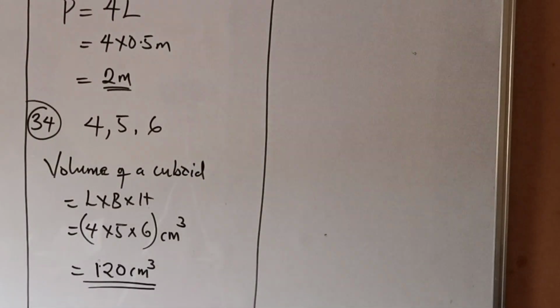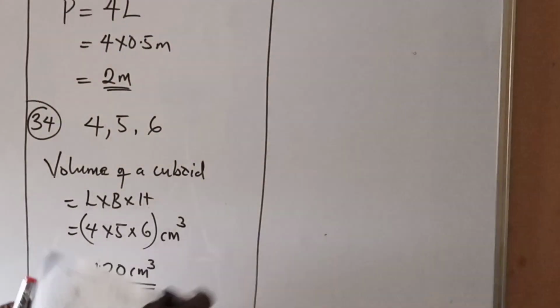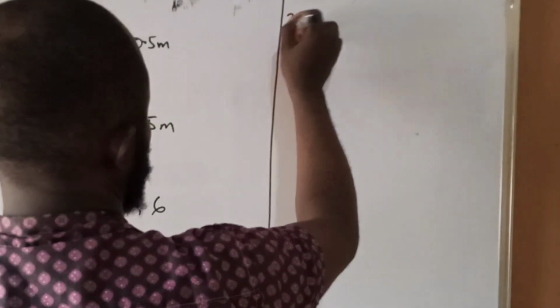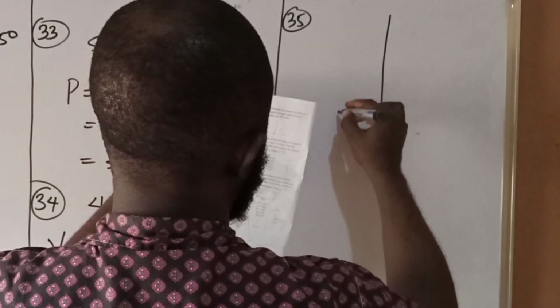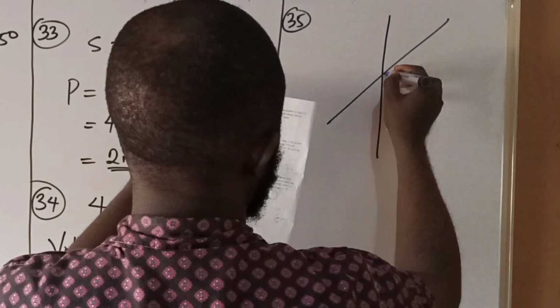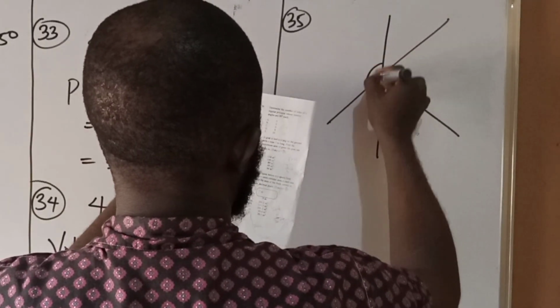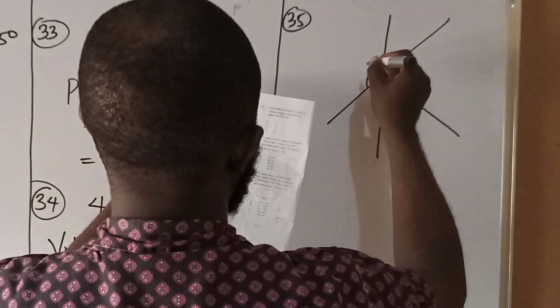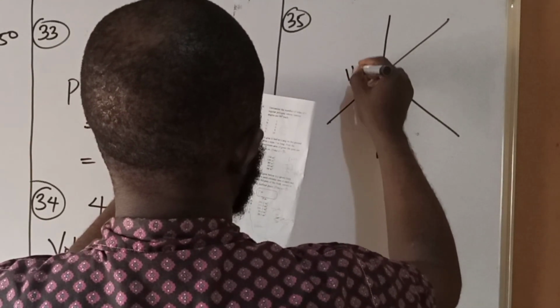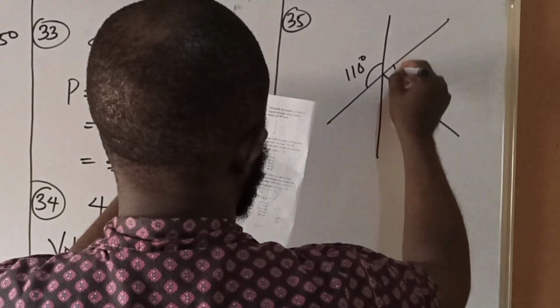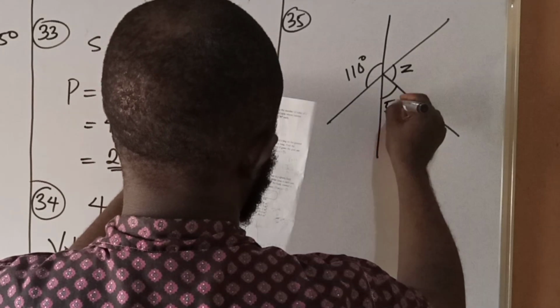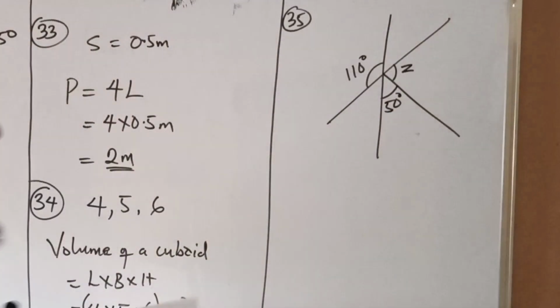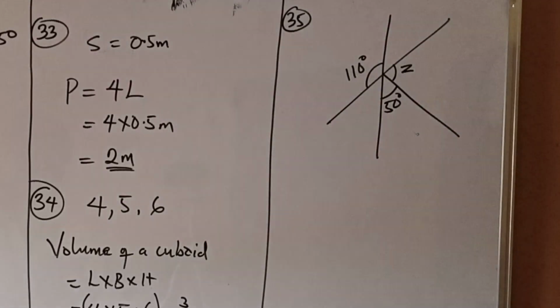So move to question 35. Question 35. We have this diagram, or this figure. So here is 110 degrees. This place is Z. This place is 50 degrees. So the question asks us to find angle Z. So we're looking for Z here.